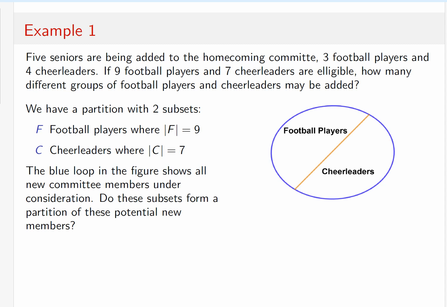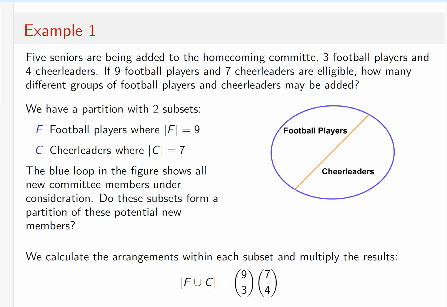Okay, well, our subset is clearly the football players and the cheerleaders. We have nine of the football players, which we'll call set F, and we have seven cheerleaders. We'll call that set C. And on the right, you see a picture of these subsets, and do they form a partition? And in fact, they do. And so here we have an answer to our question finally.